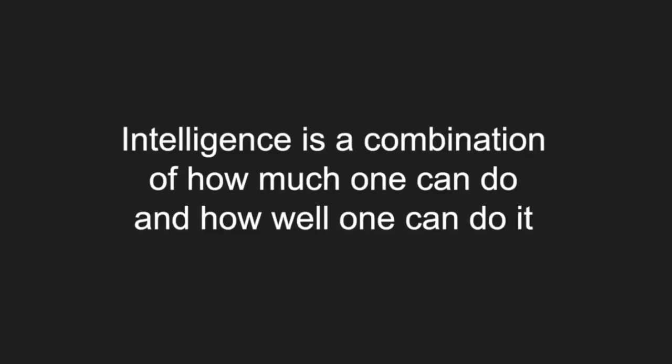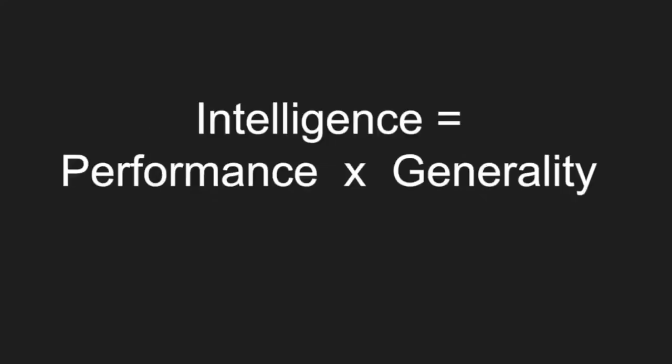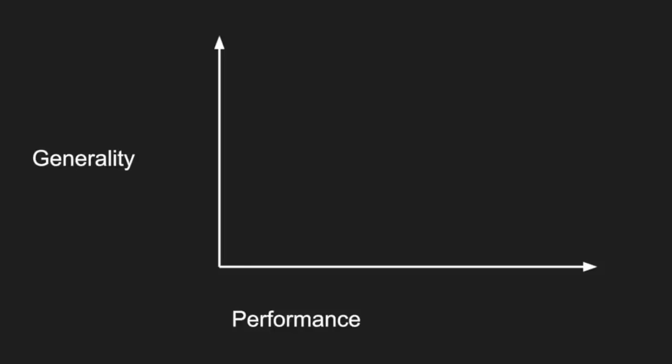Undoubtedly, some will find it philosophically unsatisfying. That's a separate conversation, but one that I would be happy to have in another forum. Using fake math, we can say that intelligence equals performance times generality. It's only fake because we haven't defined performance or generality yet. But assuming we do, you can imagine plotting them and putting them on a set of axes, like this.